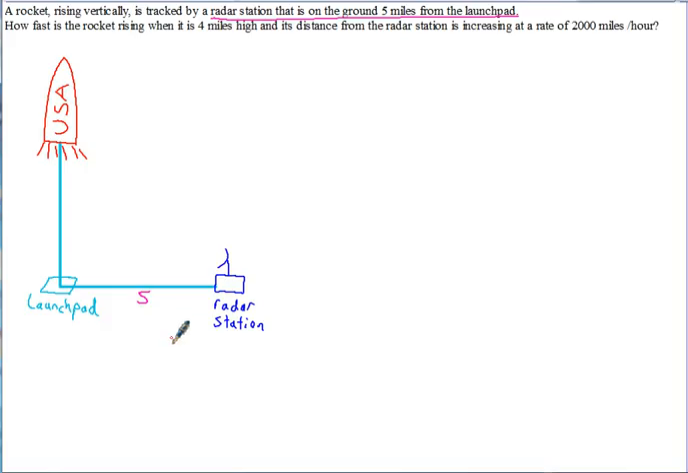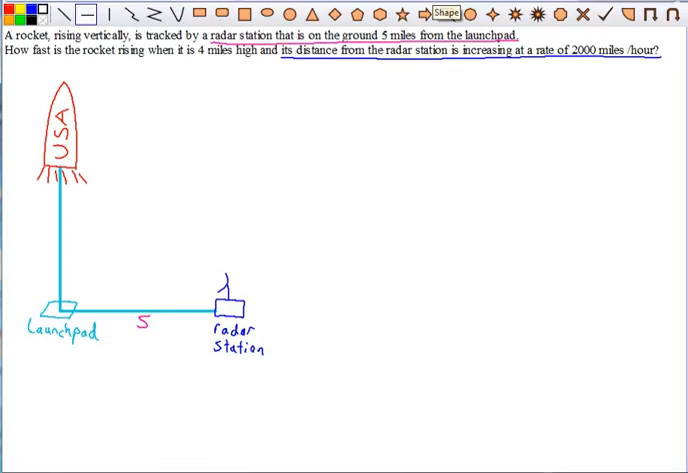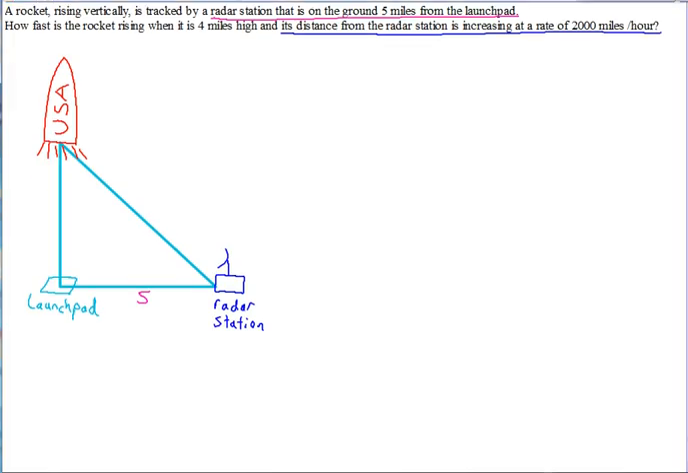And then to figure out where to assign your variable, it's based on the rates you know and the rates you're given. So we're looking for how fast is the rocket rising when it is 4 miles high, and its distance from the radar station is increasing at a rate of 2,000 miles per hour. So it's referring to the rocket. Here's our rocket. Its distance from the radar station, well, that would indicate we need to draw some line here that connects those two. And if we want its distance from the radar station, if we know its rate, we need to call out some variable.